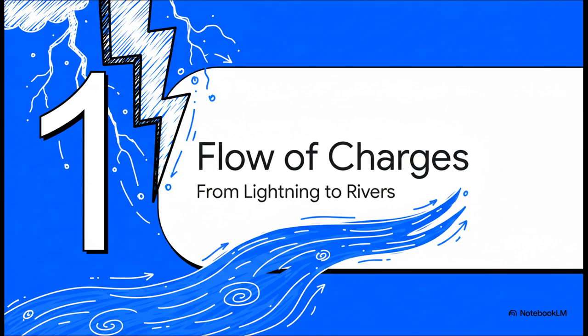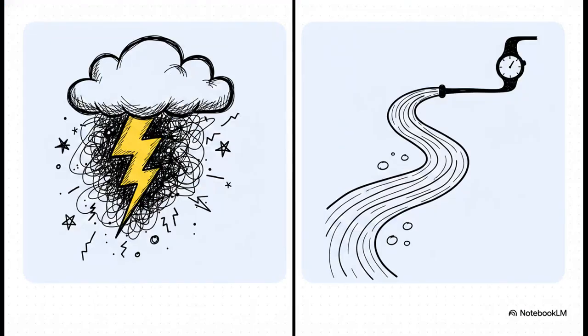The flow of charges, from lightning to rivers. You know, there is a totally fascinating contrast between natural and controlled electricity. We've all seen lightning, right? It's this disastrous, unsteady, and completely chaotic flow of charges rapidly jumping from the clouds down to the earth. But obviously, that's not what's powering your smartwatch. Contrast that chaotic strike with a cell-driven clock. That is a steady, controlled, river-like smooth flow of charges. And for this explainer, we are focusing entirely on that smooth river, steady electric currents.